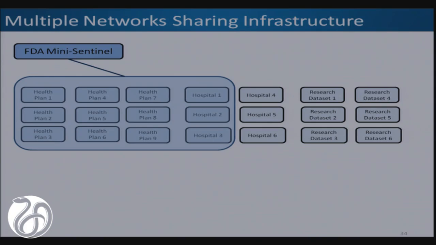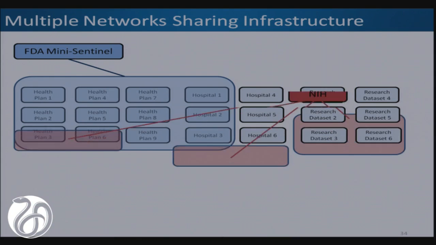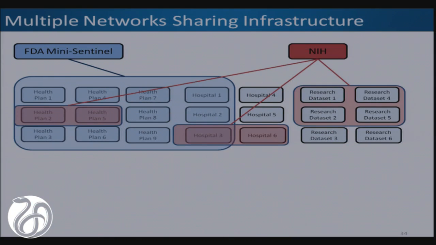So here's a schematic showing the way the FDA Mini-Sentinel operates. But you could imagine that some of those organizations might also participate in an NIH distributed network. And that network could include health plans, it could include hospitals, and it could include research data sets of the kind that come out of the clinical trials that we're talking about here. Obviously, they have different kinds of data in them, so you can't ask the same question of every data set, and you can't submit the same program to every data set, but to the extent that they either have or can be converted into the same data format, you could use that approach.